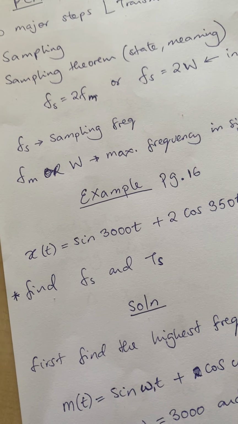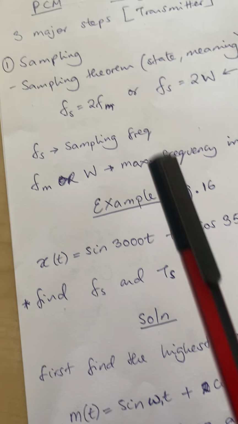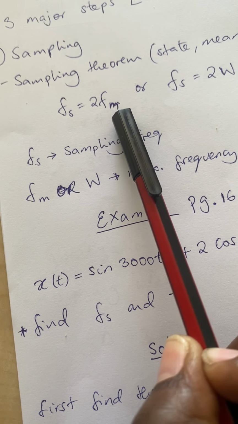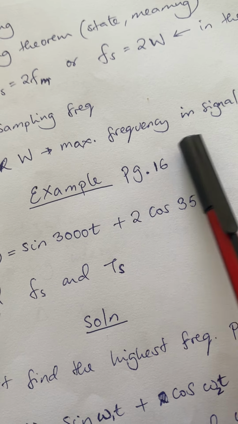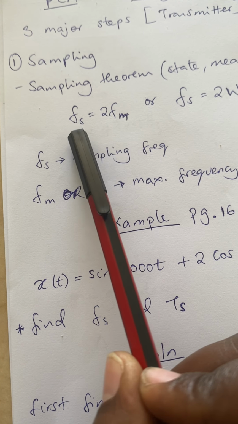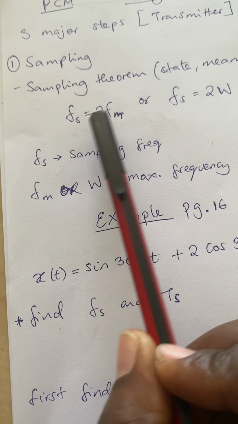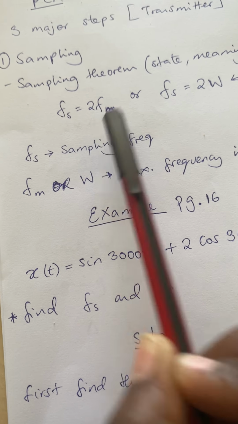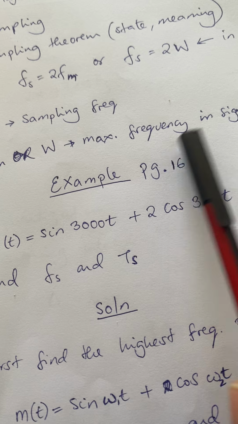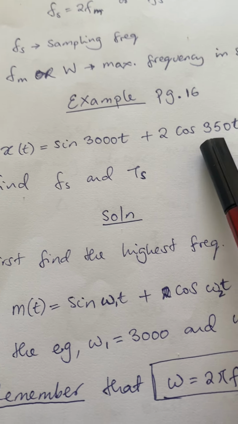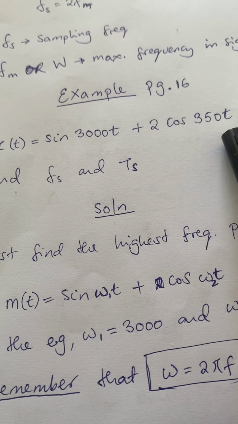Before we are able to find the sampling frequency, we need to know what Fm is, the maximum frequency that is present in the signal. We are going to use this equation, but before we find Fs, we need to know what Fm is. How are we going to find Fm, the maximum frequency that is present in the signal? We're going to look at the mathematical expression we have that is representing our signal.